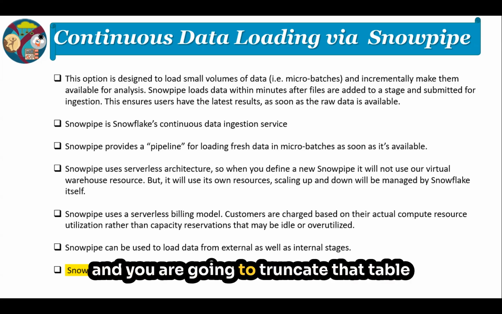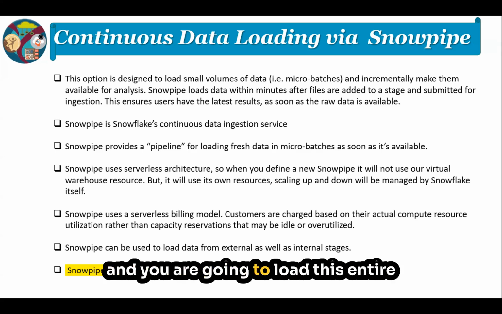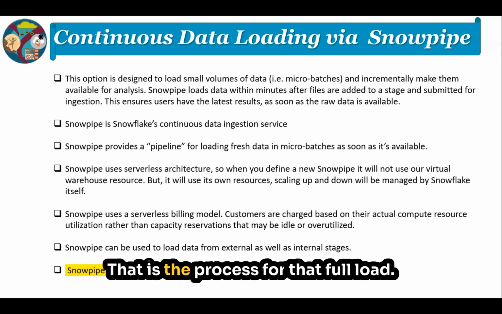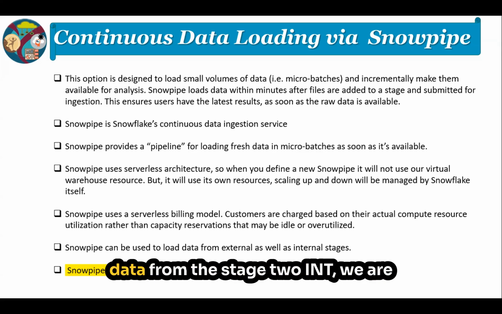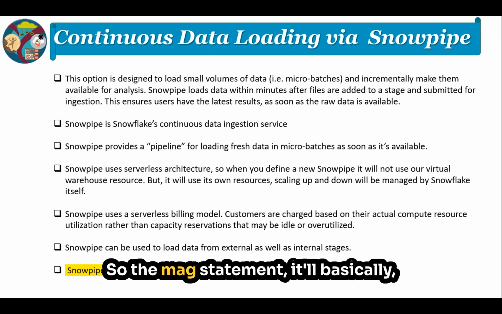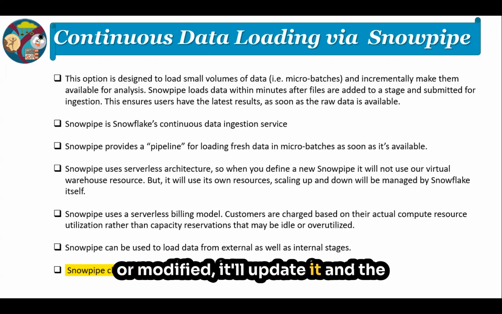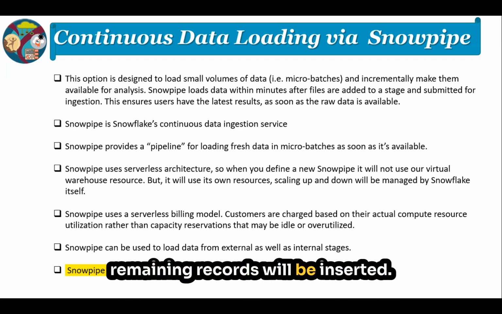And you are going to truncate that table and you are going to load this entire data into that particular stage table. That is the process for the full load. So now when we are moving the data from the stage to int, we are going to run the merge statement. The merge statement will update any existing records that are modified, and the remaining records will be inserted.